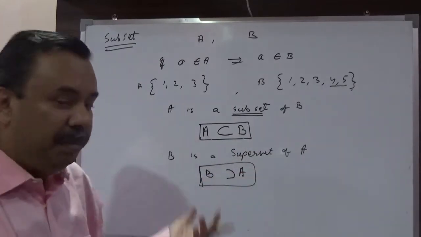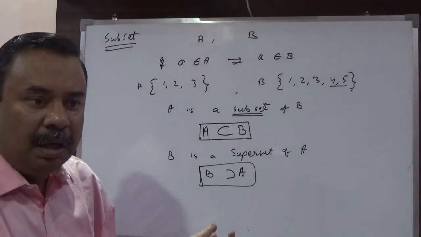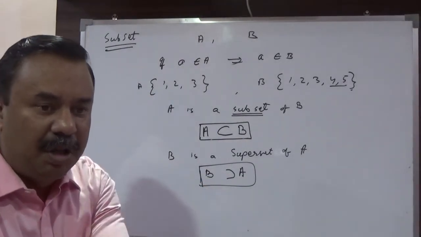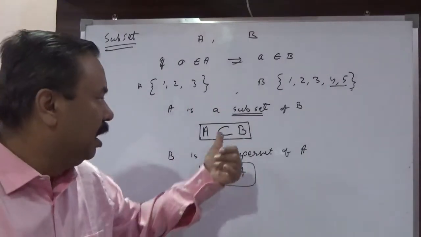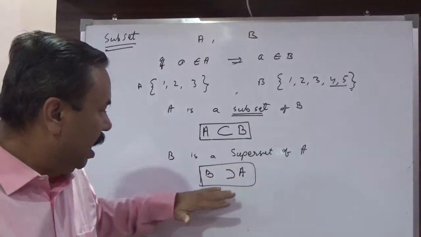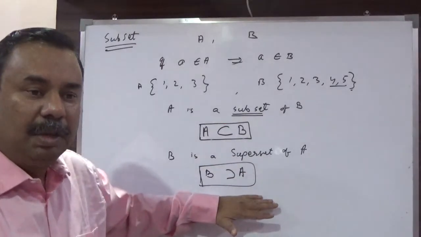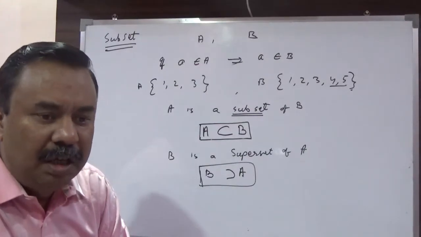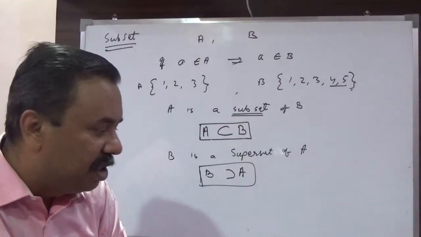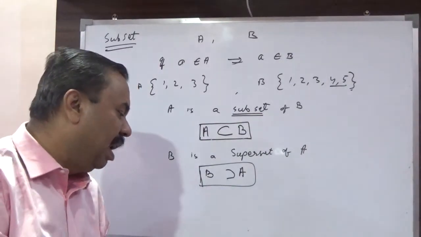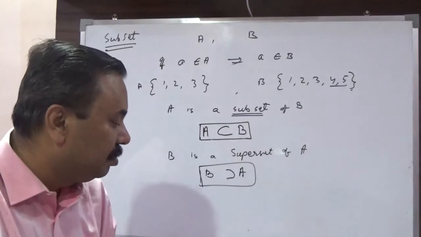If A is less than B, the value of A is less than B, or on the number line, if A comes on the left hand side of B, then it is called A is less than B. Similarly, B is greater than A. So this is what we mean by subset and superset.